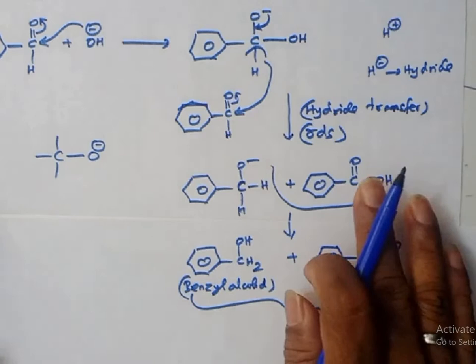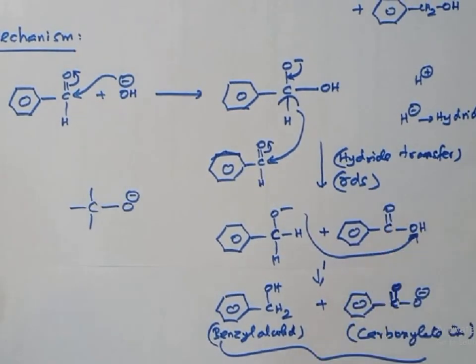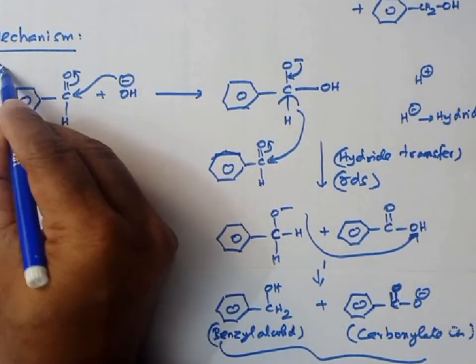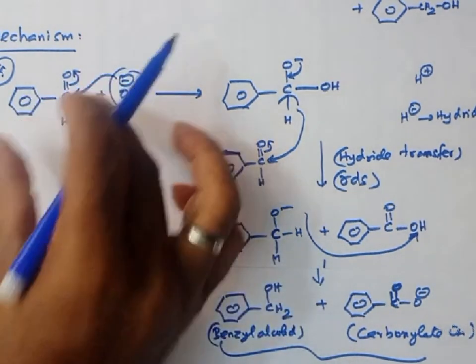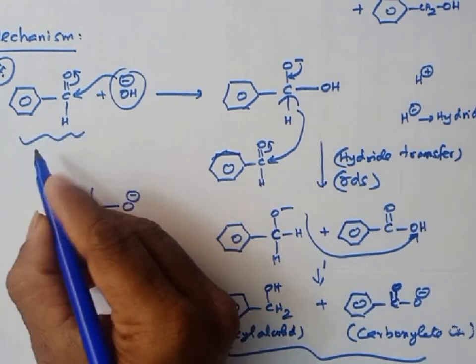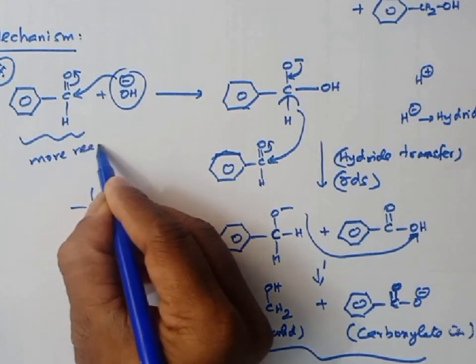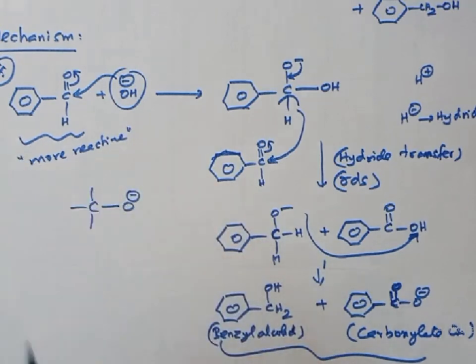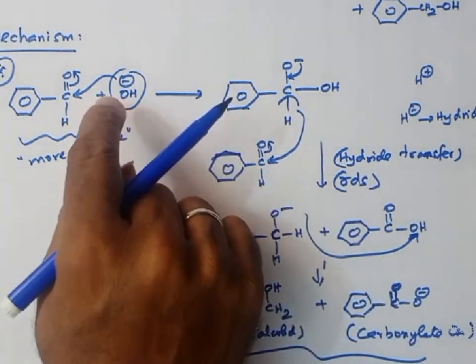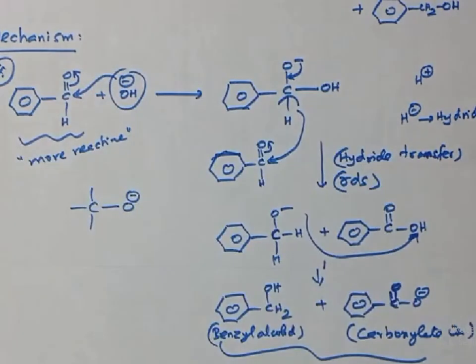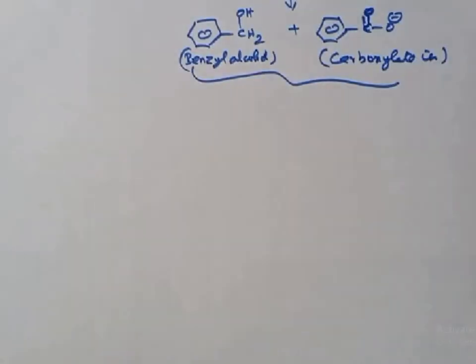Right, students, observe carefully. This is very important. This first step, see here. OH minus should attack the carbonyl carbon of some aldehyde, and this aldehyde should be more reactive towards nucleophilic addition. This is not the rate determining step, but the first step decides which aldehyde will undergo a nucleophilic attack with OH minus. Right? Why I'm saying this?